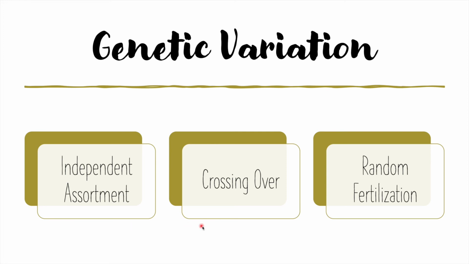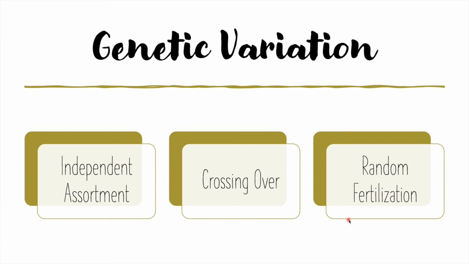Crossing over occurs during prophase I. It involves the reciprocal trade of genetic information between homologous chromosomes. Homologous chromosomes line up by corresponding loci, and genes are exchanged. The area where this crossing over takes place is called the chiasmata.